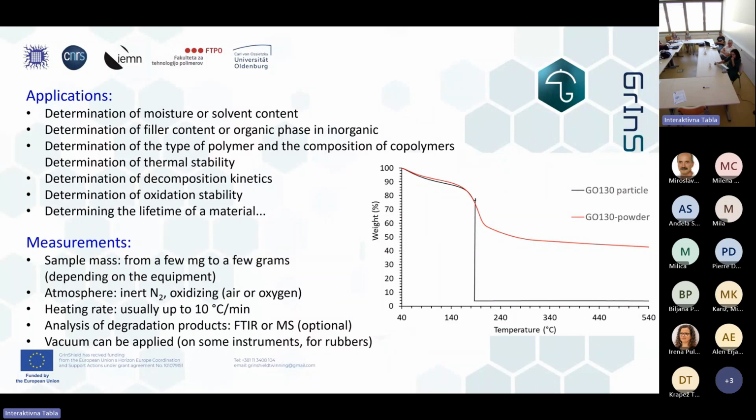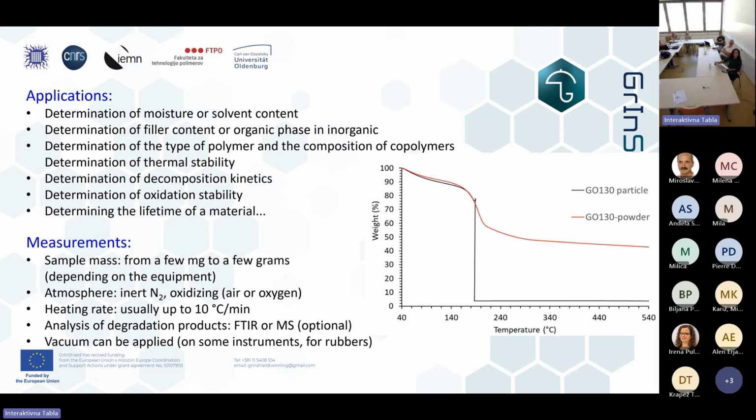Atmosphere, nitrogen or oxidizing, heating rate usually up to 10 degrees Celsius per minute. And of course, we can add some FTIR or mass spectroscopy at the end. So we can determine also the structure of the product, degradation products, for example. And sometimes vacuum can also be applied, which might be important, especially for rubbers.